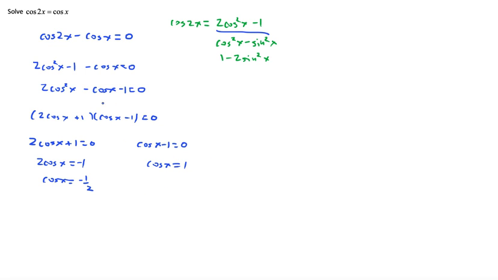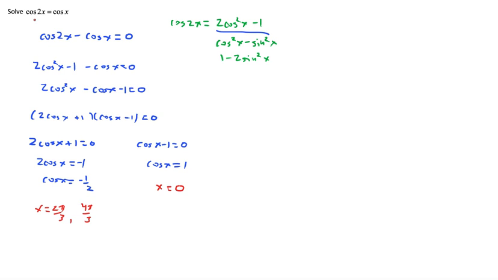So we know that, let's see, where does cosine equal 1? Right, that's at 0. 0 radians, okay? And we also know that where does cosine of x equal negative 1/2? Right, that's going to be at 2 pi over 3 and at 4 pi over 3.